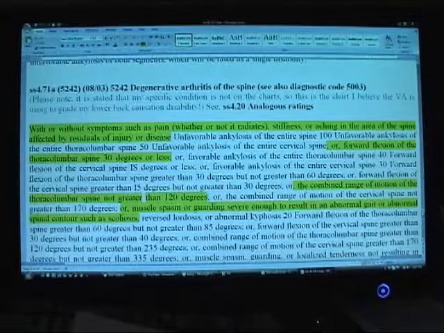4.71a, 5242. 5242, degenerative arthritis of the spine, and they want you to also see the diagnostic code 5003. And that's another note from me, basically saying, please note it is stated that my specific condition is not on the chart, so this is the chart I believe the VA is using to grade my lower back causation disability. See 4.20, analogous rating, with or without symptoms such as pain.